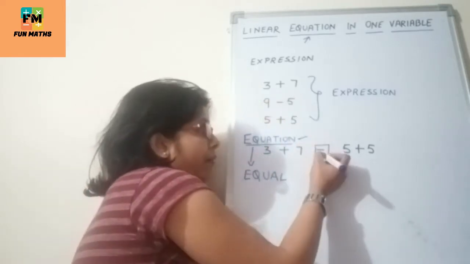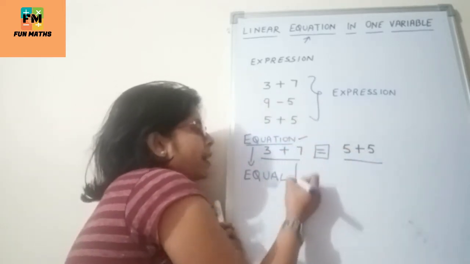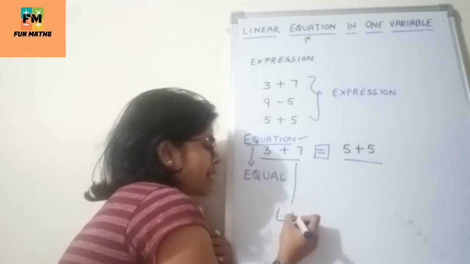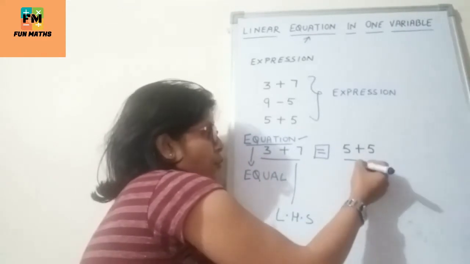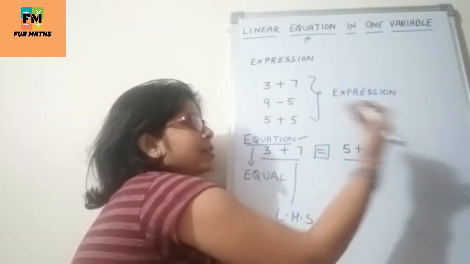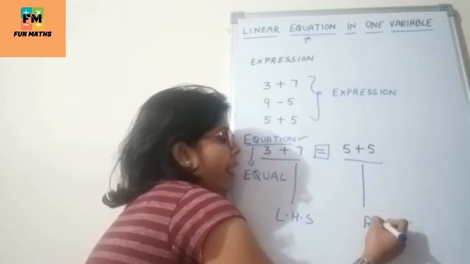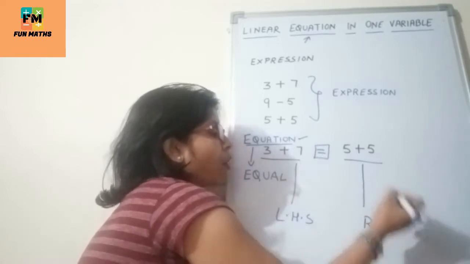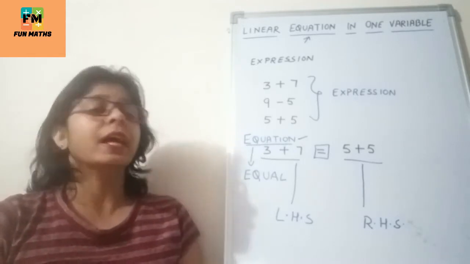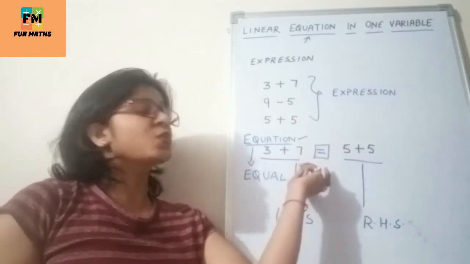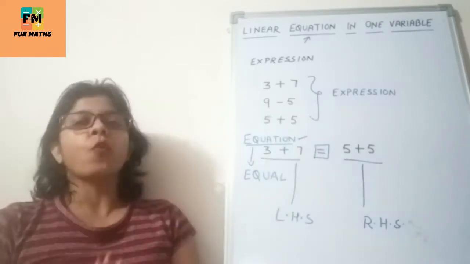If you have an equal sign, it means there will be two sides. This side is known as LHS. LHS stands for left hand side of the equation. This side, as you can see, is on our right hand, so this is known as RHS, right hand side of the equation. So our equation contains two expressions with the equal sign. This is generally what an equation is and what an expression is.